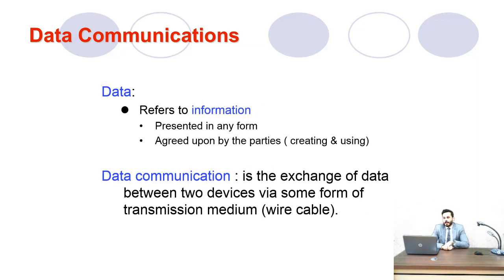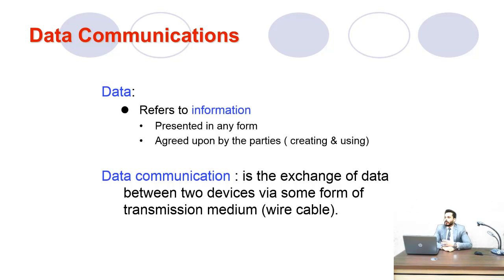So, what does data mean? Data refers to information. So, if you have information, and if you have the right network to send information, that means data communication. Okay, now I can define data communication. Data communication is the exchange of data between two devices via some form of transmission media.